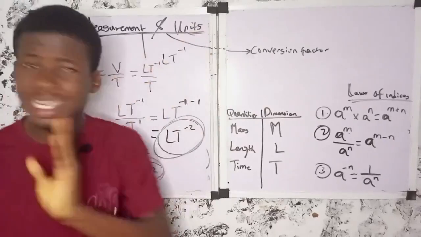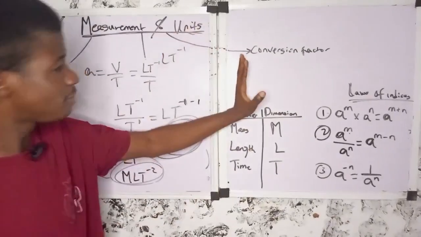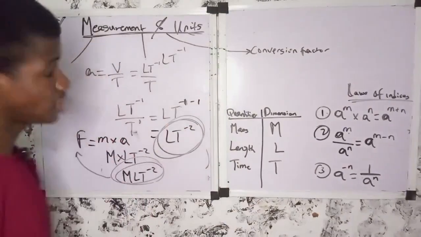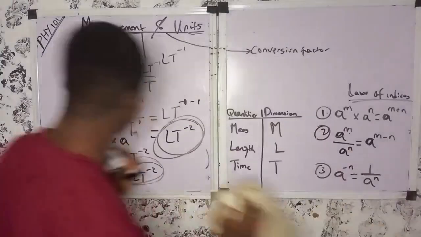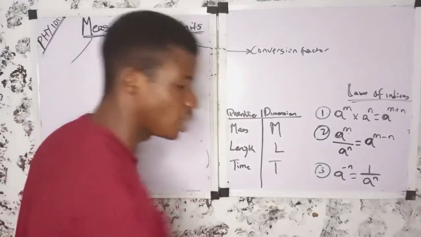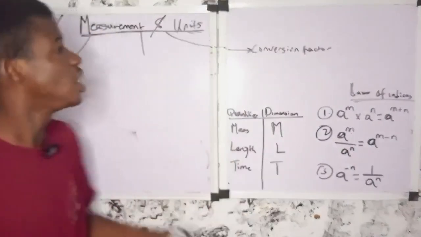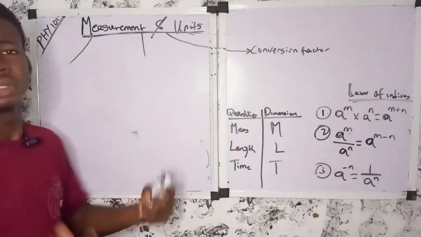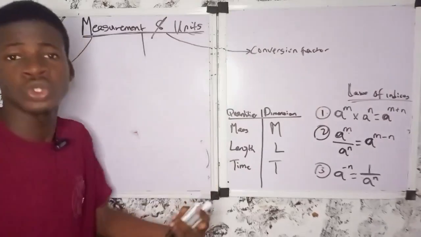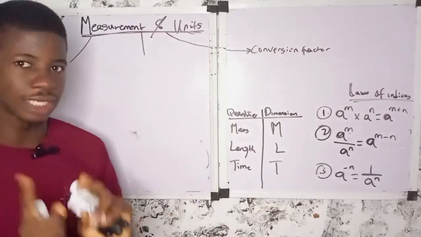Now let's move to this part, which is very important, even more important than this part. No, before then, I forgot something: the application of dimension. This is very important. Where is the application of dimension? The application of dimension is that dimension enables us to know whether an equation is true or correct or not. I don't know if you understand.